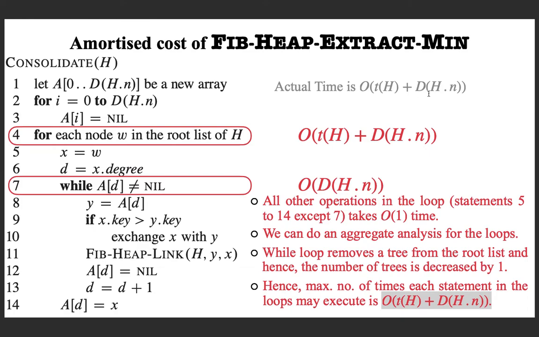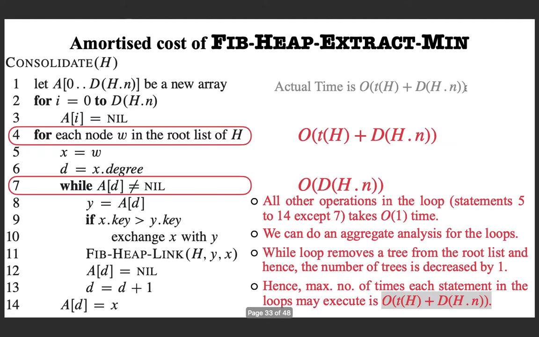That is the actual cost. If you recall from the previous parts of the algorithm, everywhere it is either this quantity or this quantity. So this is the maximum value, and the actual complexity is upper bounded by T of h plus D of h dot n. And now we can find the amortized cost. Recall the amortized cost of an operation: here we are going to apply the potential method to obtain this.